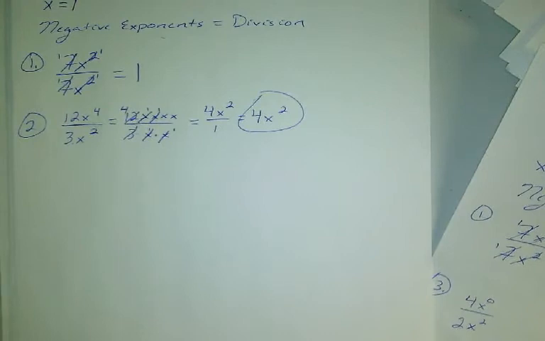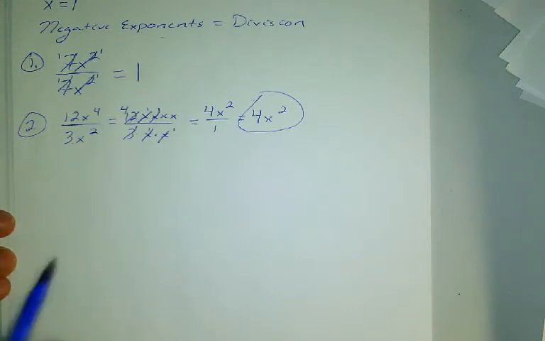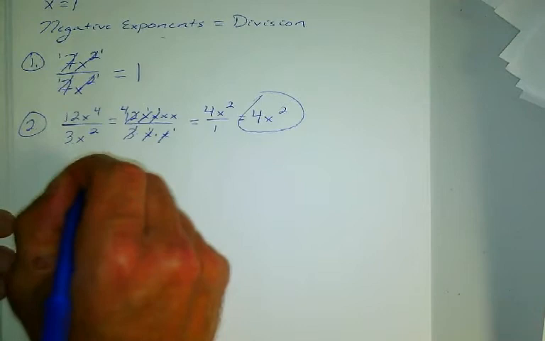Now, you guys like to be fast. I'm pretty sure all of you like to be fast. I've taught all of you. You like fast stuff. So the easy way to do this is you divide the numbers. So step 1, divide the numbers. 12 divided by 3, that's easy. 4.